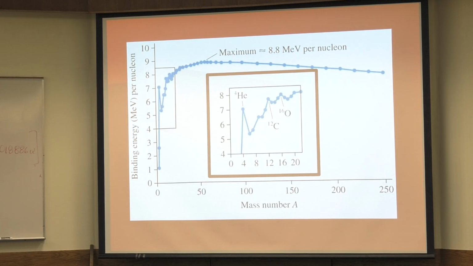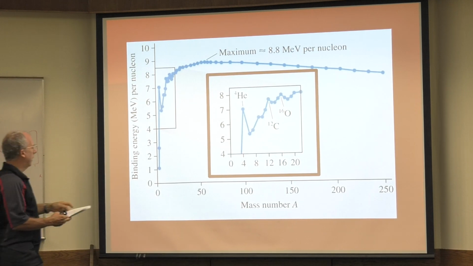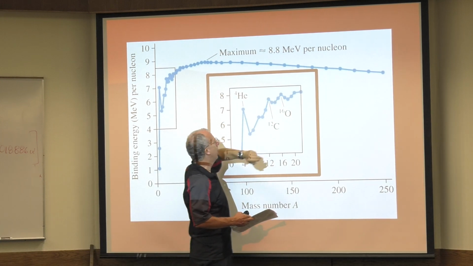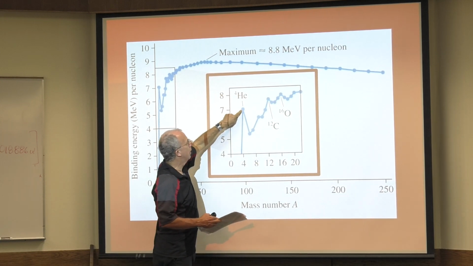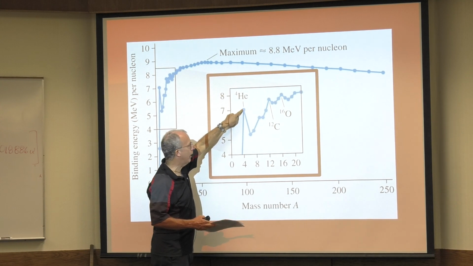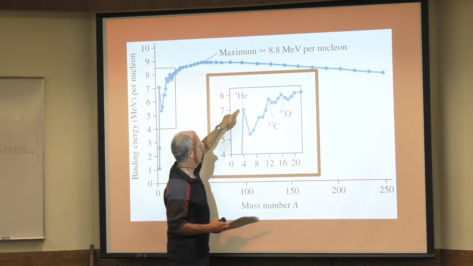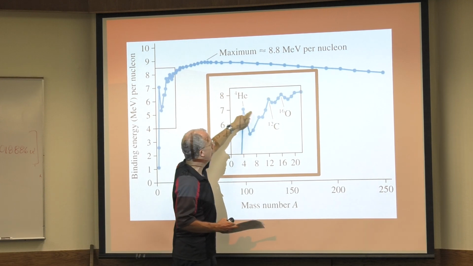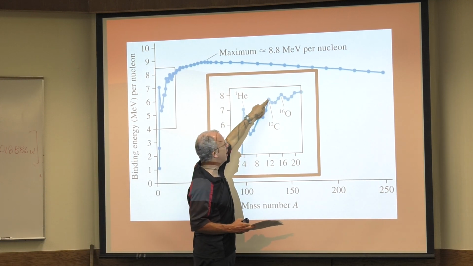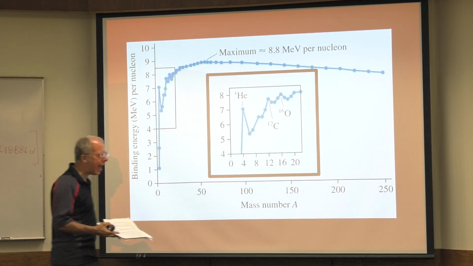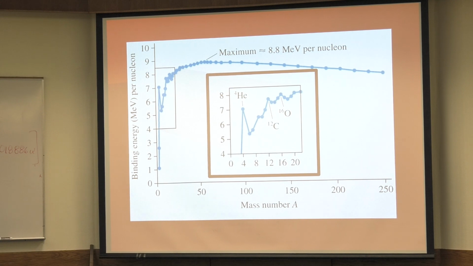What do you notice? There's a peak here, and a peak here. That means that this helium is super stable. It has a lot of binding energy per nucleon, so it's going to be hard to bust up. So helium-4 is super stable, carbon-12 is pretty stable, oxygen-16 pretty stable. Why? We've got to explain that later on, and we will, don't worry.